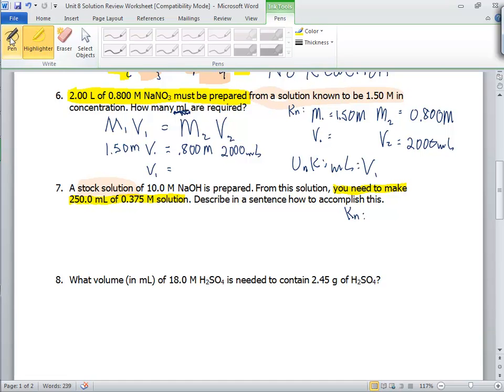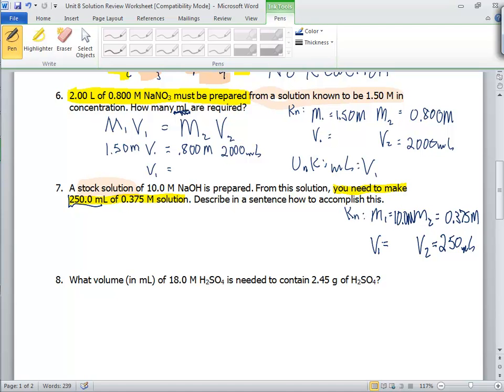So, once again, this is going to be a problem where we know M1 and M2. Do you see which is which? M1 is the 10 molar, and M2 is the lower concentration, 0.375 molar. And what else do we know? We know the size of this container that we're going to be mixing it in. Remember, you used 250 milliliter volumetric flasks for all the dilutions that you made, and that's what this person is going to be using too. 250 milliliters is our final volume.